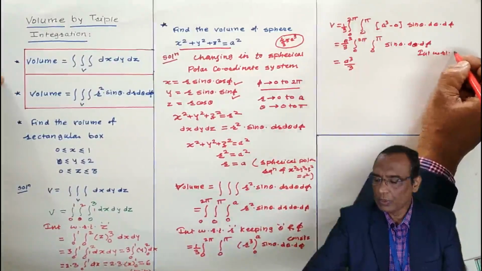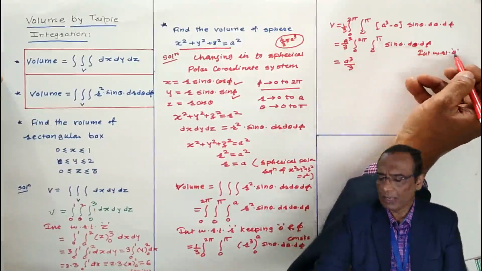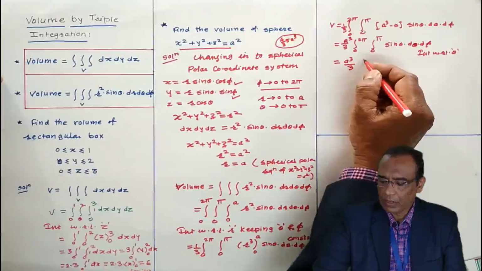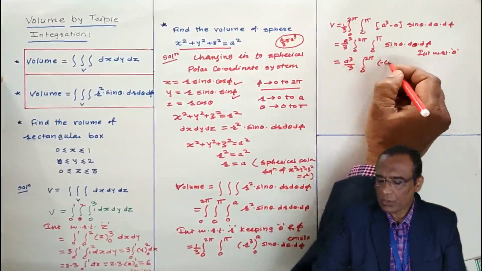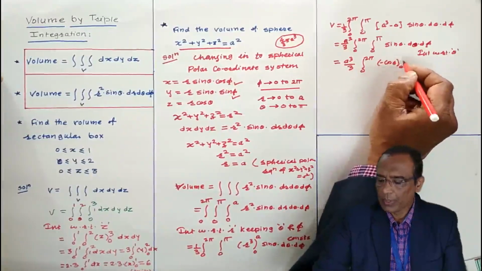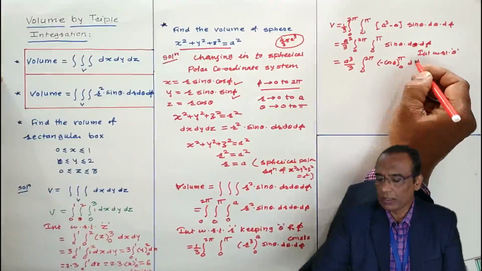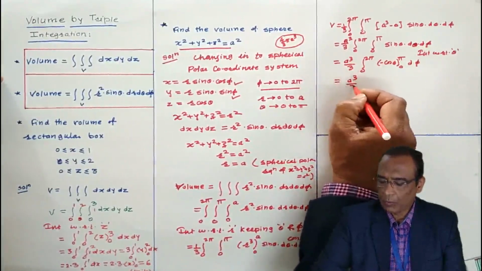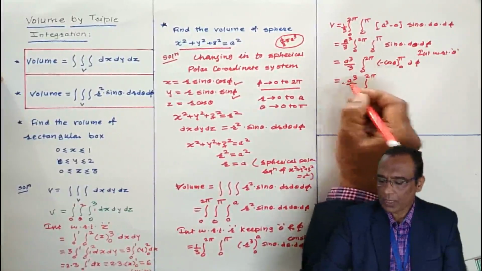Integrate with respect to theta, keeping phi constant. In our function phi is not there, so I am not writing it here, but you may write it there. 0 to 2 pi. The integral of sine is minus cos theta. Lower limit 0, upper limit pi. We have integrated with respect to theta, so only d phi will be there. The a cube by 3. Put upper limit and lower limit. This minus you can take outside.